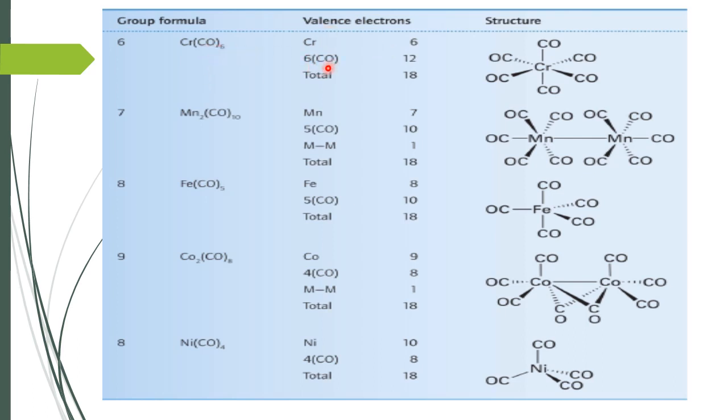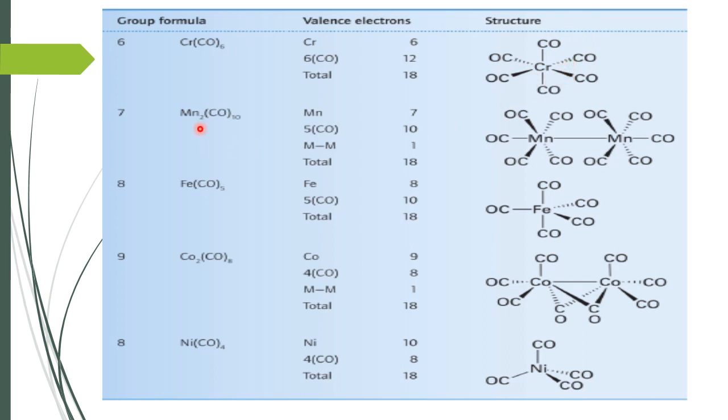So 6 into CO, each CO contributes 2 electrons, 6 into 2 is 12. So there are a total of 12 electrons from the ligands. So 6 plus 12 is 18 electrons. Hence this molecule exists.